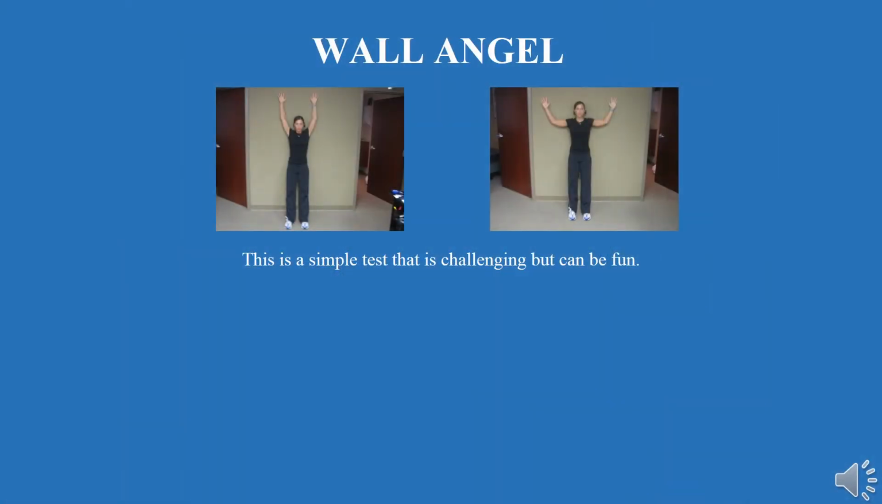The wall angel is a simple test that is challenging and can be fun. Simply have a child lean against the wall, keeping all their body parts pressed against the wall, and have them reach up and down. You can make it into a game by letting them know when their body part comes away, they lose a point.